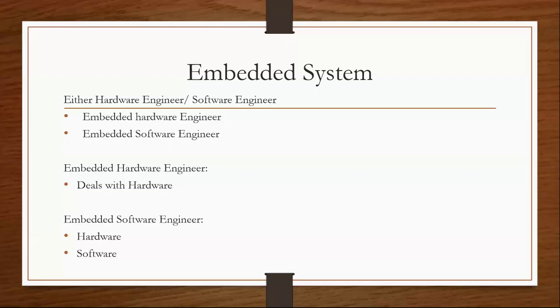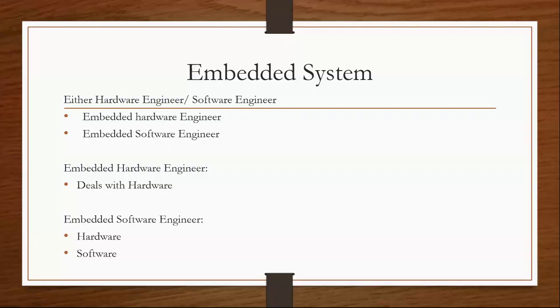And who is the embedded software engineer? They know the hardware, and they also know the software. Who is going to give life to that hardware? They come under embedded software engineer. So there are generally two kinds of engineers: one is hardware, and one is embedded software.